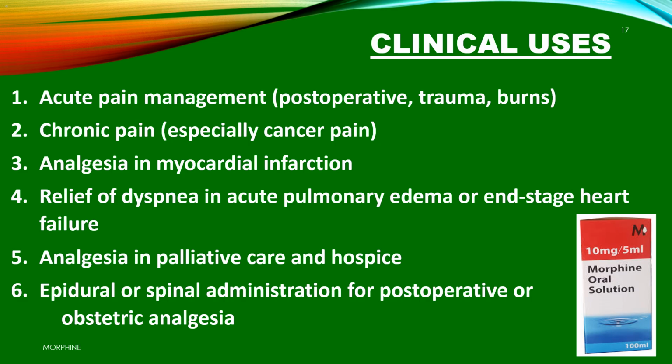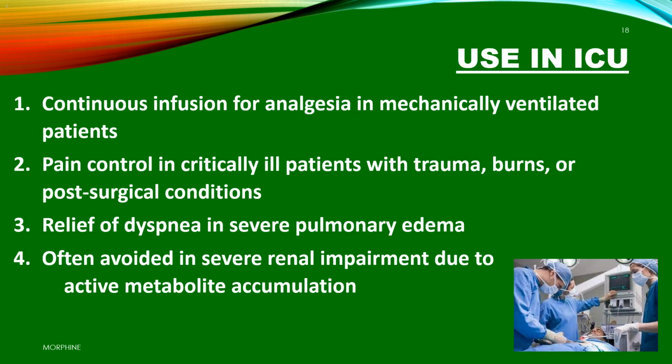4. Relief of dyspnea. Morphine alleviates shortness of breath in patients with acute pulmonary edema or end-stage heart failure, improving their comfort and reducing anxiety. 5. Palliative care and hospice. Morphine is used to provide pain relief and improve the quality of life for patients with terminal illnesses, focusing on comfort symptom management. 6. Epidural or spinal administration. Morphine can be administered epidurally or spinally for postoperative or obstetric analgesia, providing effective pain relief with potentially fewer side effects. Use of morphine in ICU.